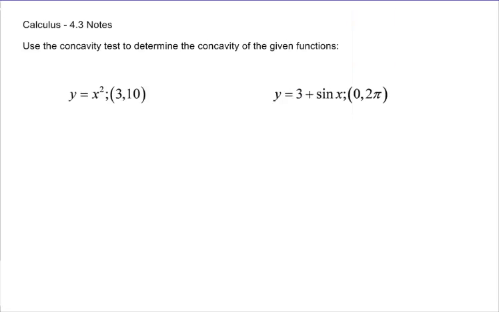Alright, so let's look at x squared on the interval from 3 to 10. So y prime becomes 2x and y double prime becomes 2. Then we want to find all the places on this graph from 3 to 10 where the second derivative is greater than 0. Well, we have a constant, and this constant will always be greater than 0. So this graph from negative infinity to positive infinity will be concave up.